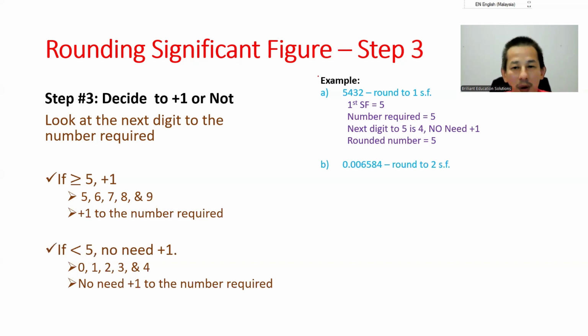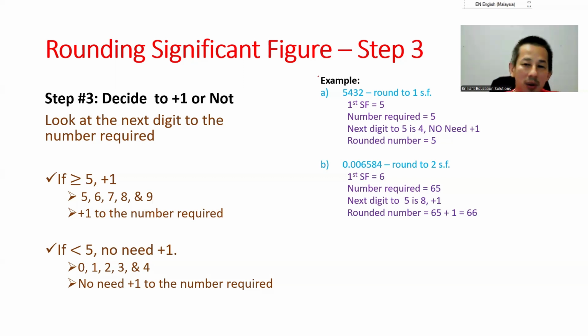Next, 0.006584, you round to 2 significant figures. So the first significant figure is 6. The number required is 6, 5. Okay. The next digit next to the 5 is 8. So you need to add 1. Therefore, your rounded number will be 65 plus 1, which equals 66.